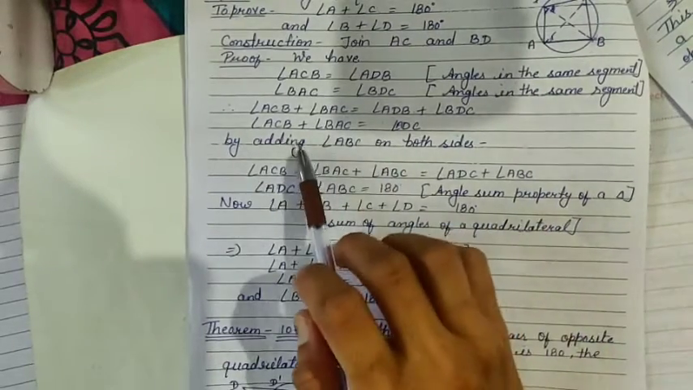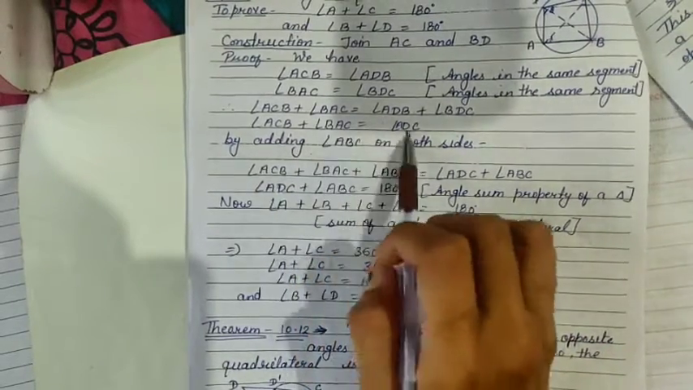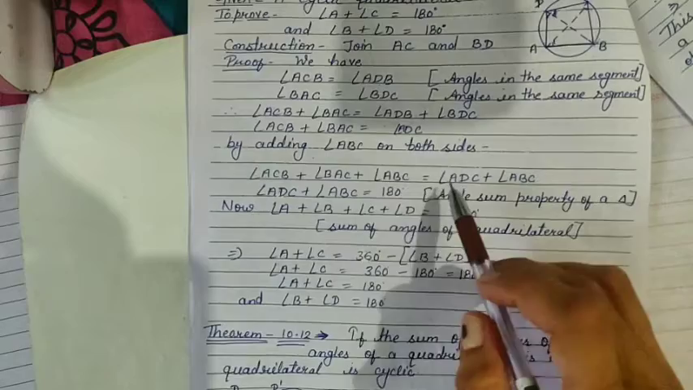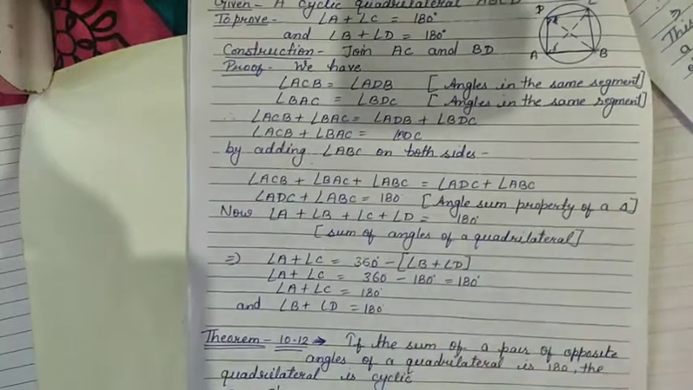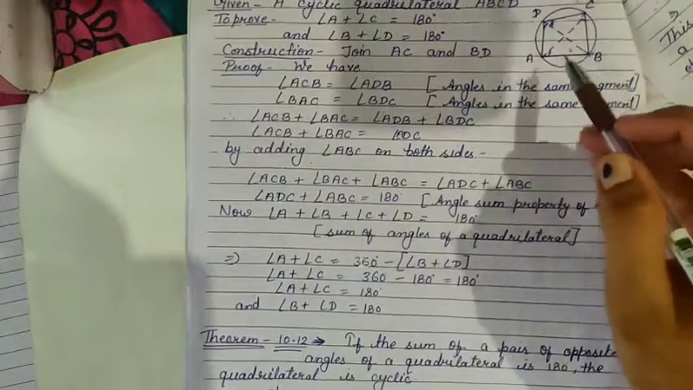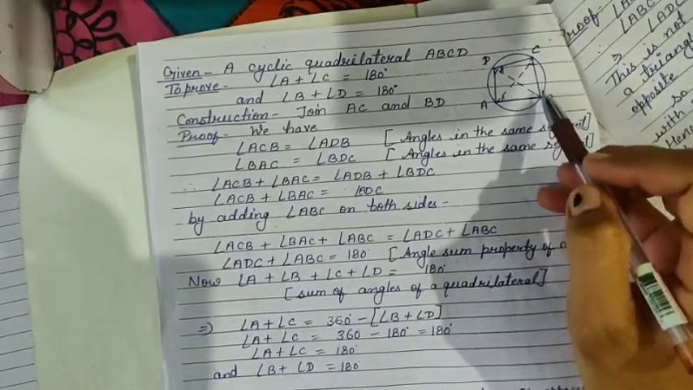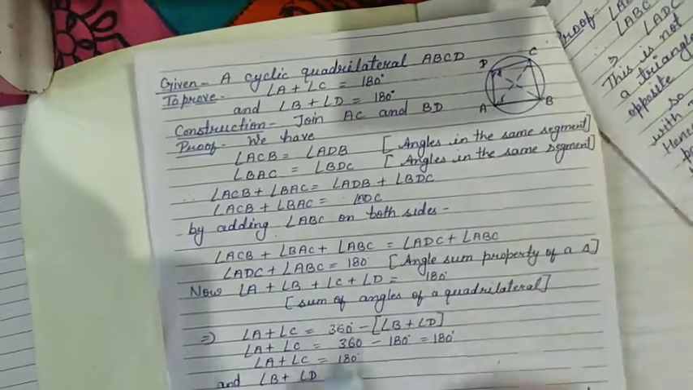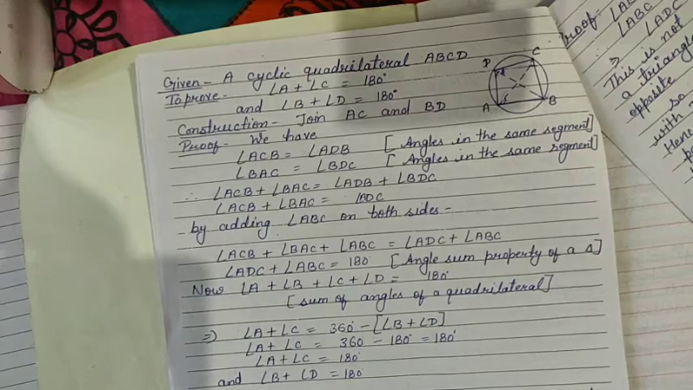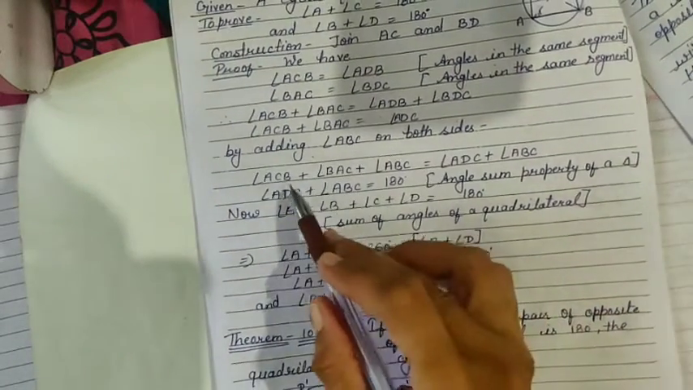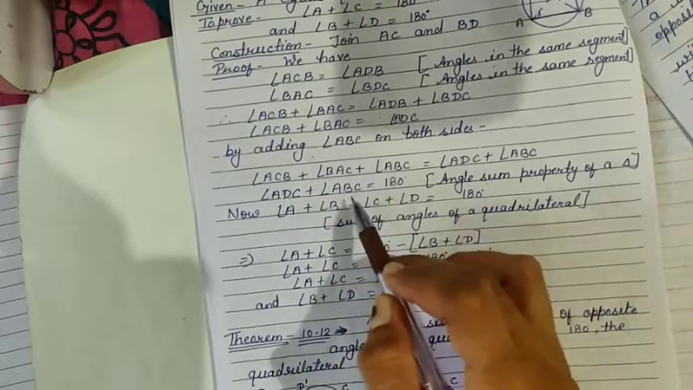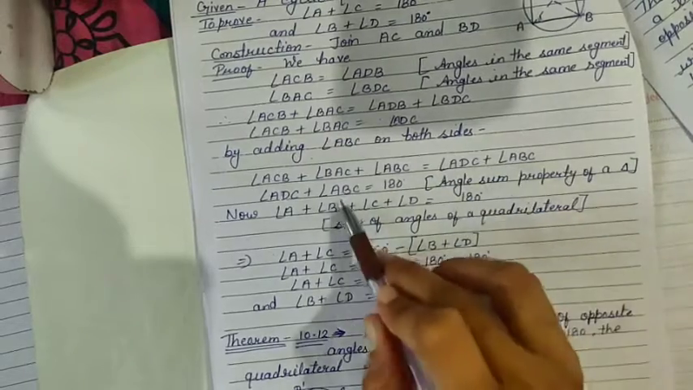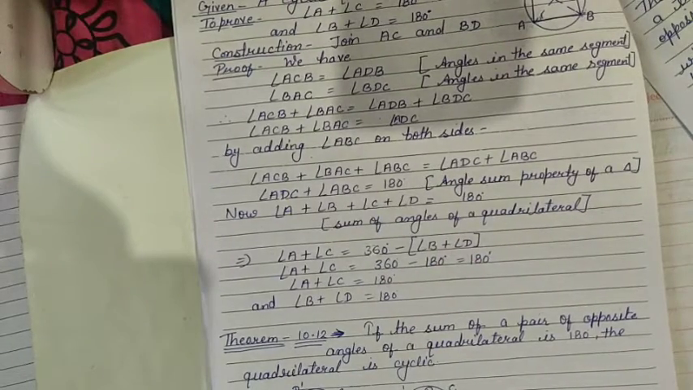Now when I add angle ABC to both sides of this equation, I get angle ACB plus angle BAC plus angle ABC equals angle ADC plus angle ABC. Now students, angle ACB, angle BAC and angle ABC are the three angles of a triangle, and we know that the sum of angles of a triangle is 180 degrees. It means angle ADC plus angle ABC equals 180 degrees.